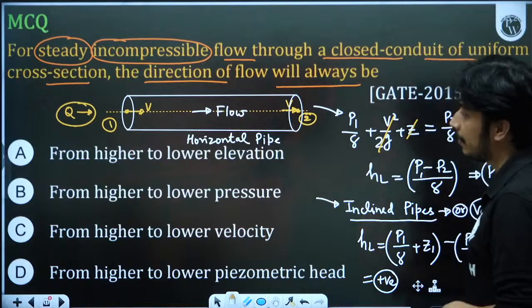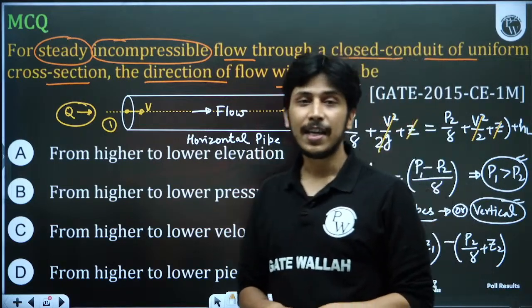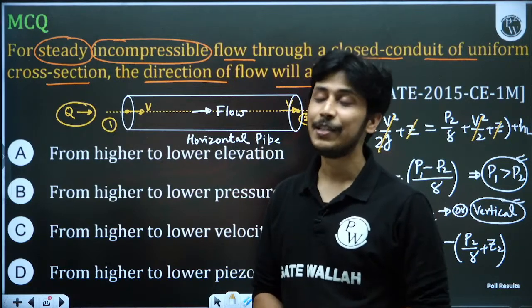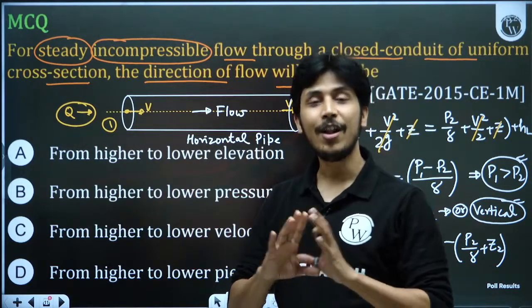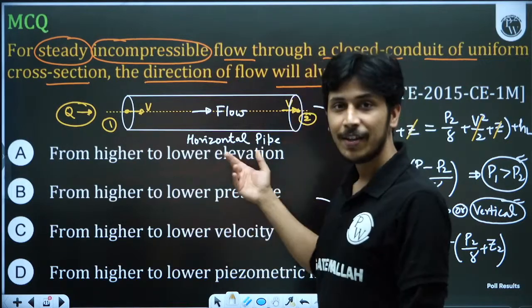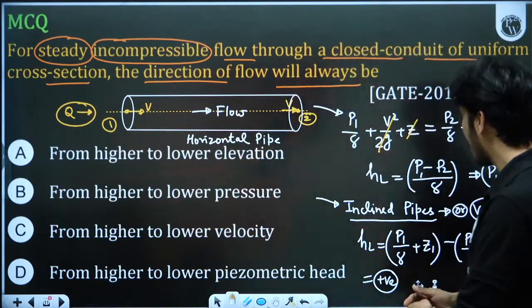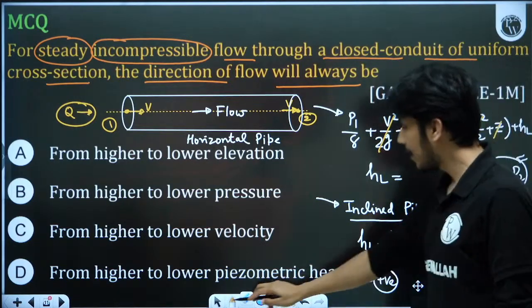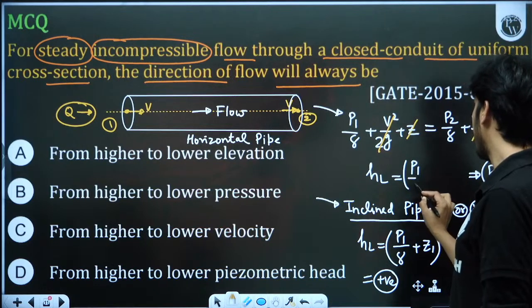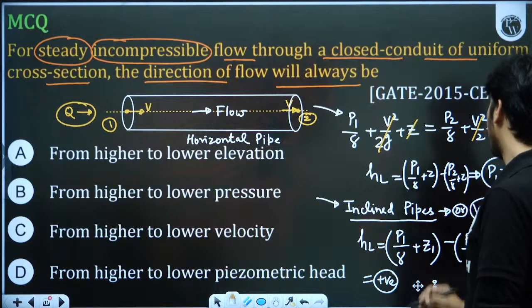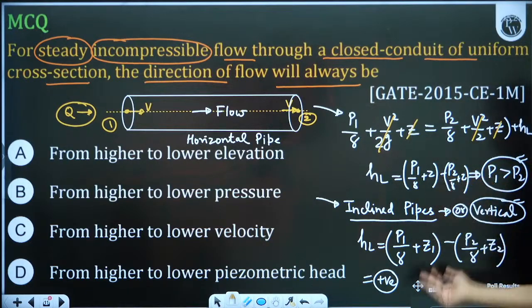Whether the pipe is inclined or horizontal, if it is not given, you will take all the options, no? So here horizontal is not given, so I have taken both the options. Here I can write down the same thing. If the pipe is horizontal, then also I can write down the same thing: P1 by gamma plus Z minus P2 by gamma plus Z. Here also it is the difference between the piezometric heads.